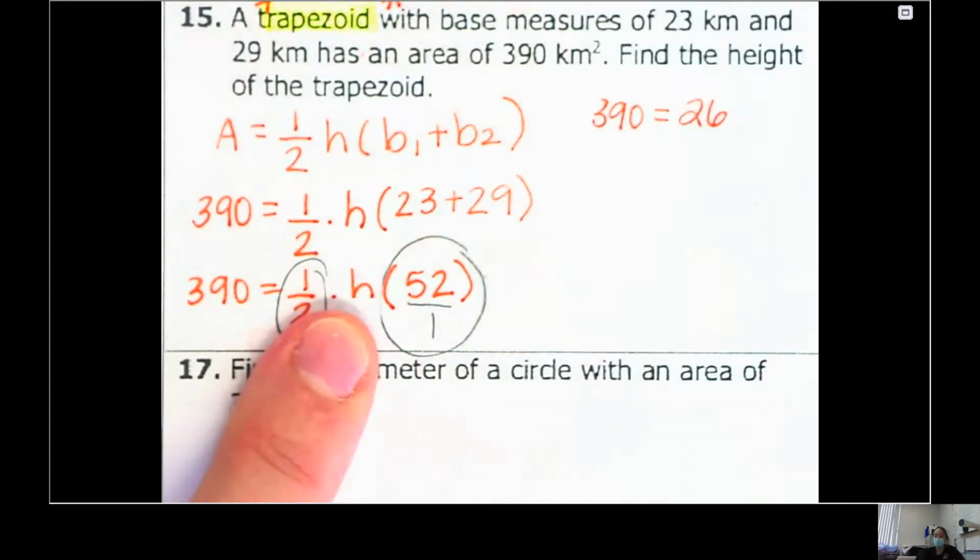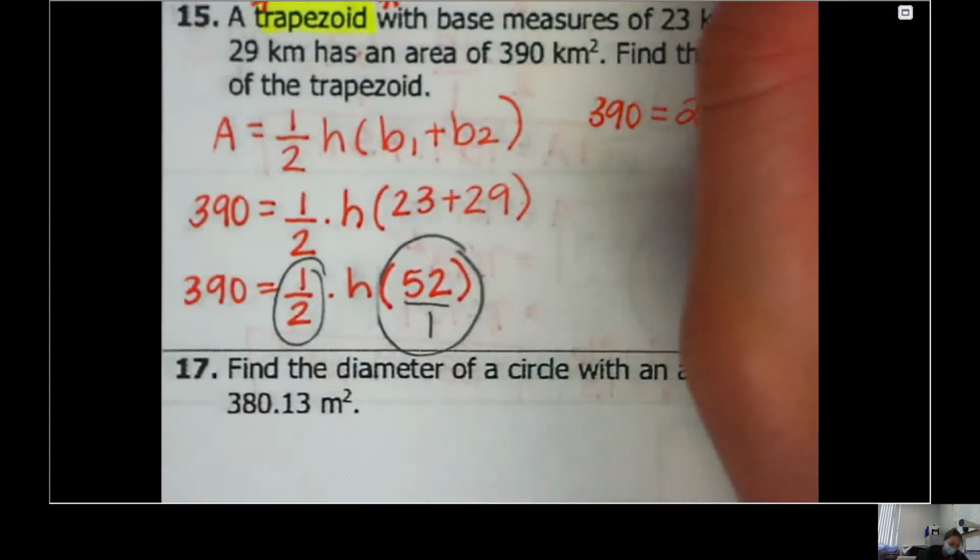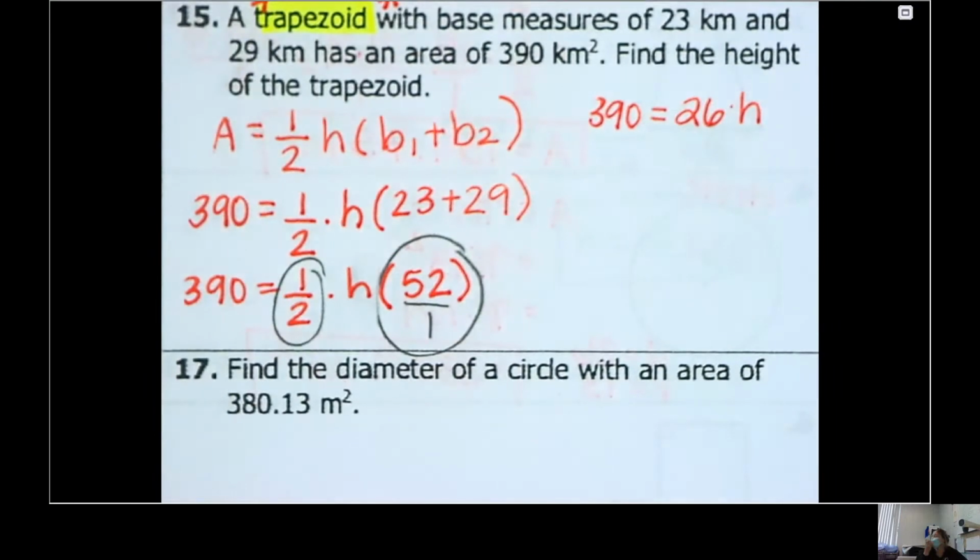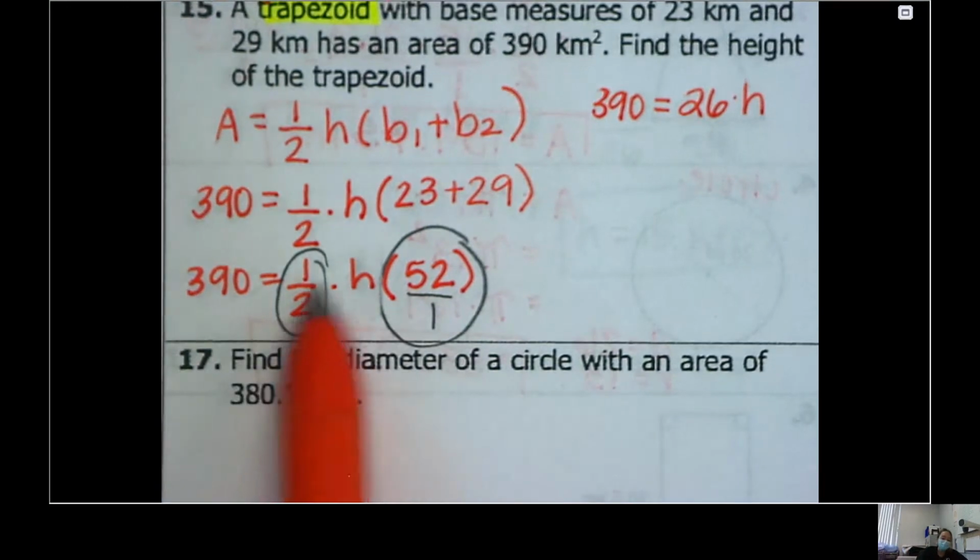Yep, my times H. So we're just going to put that at the end, times H. And now it should look easy. Now how do I get the H by itself? Divide by 26. So multiplication is nice.